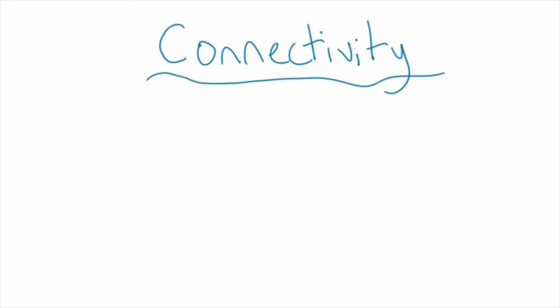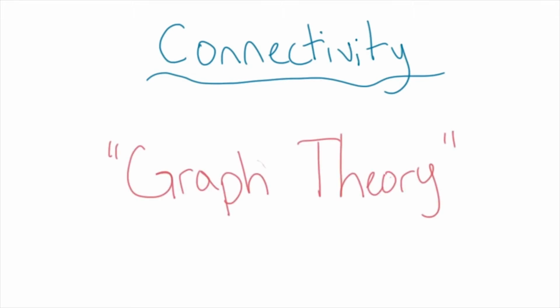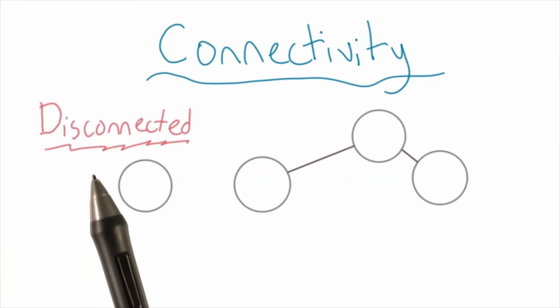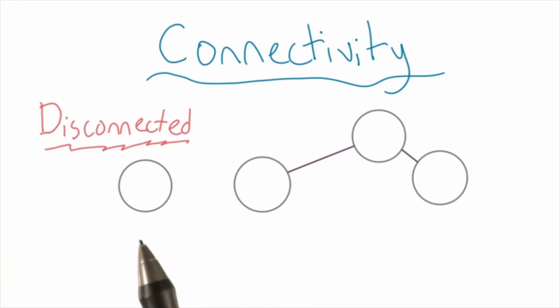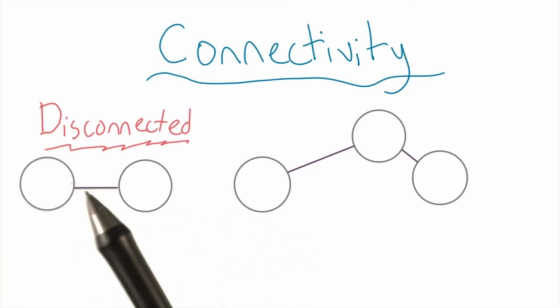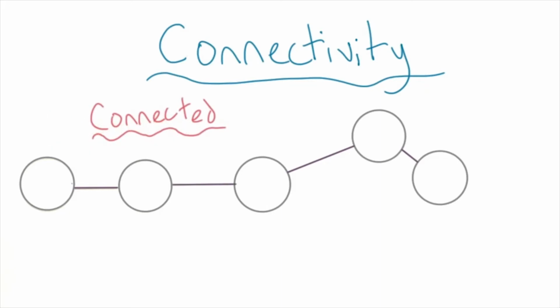Another important property of graphs is connectivity. That term has a specific meaning in the study of graphs called graph theory, but let's define what it means for a graph to be connected first. A disconnected graph has some vertex that can't be reached by the other vertices. A disconnected graph might have one vertex off to the side with no edges. It could also have two so-called connected components, which are connected graphs on their own but have no connection between them. Thus, a connected graph has no disconnected vertices.